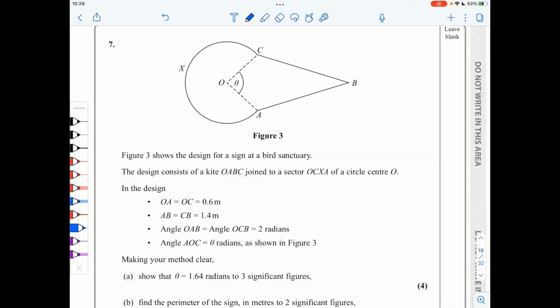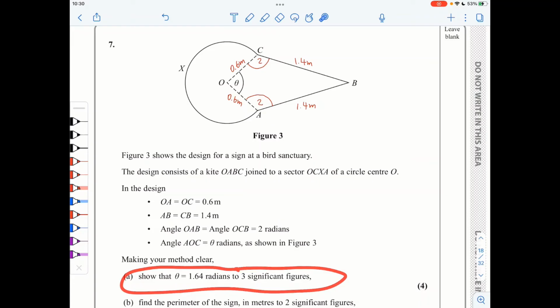In question 7, we have this design for a sign at the bird sanctuary. We've got that OC and OA are 0.6 meters. We always add up the information on the diagram just to have all the information in one place. We've got BC and BA being 1.4 meters. And we are also told that the angle OCB is 2 radians and the angle OAB is also 2 radians here. Now in part A, we need to show that theta is 1.64 radians to 3 SF.